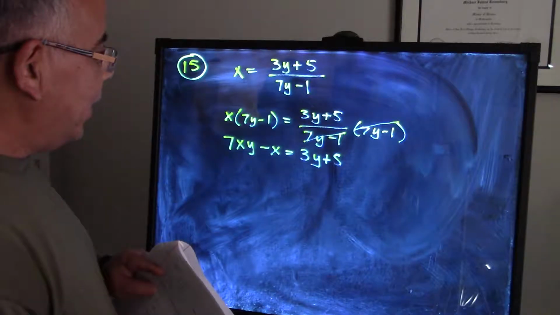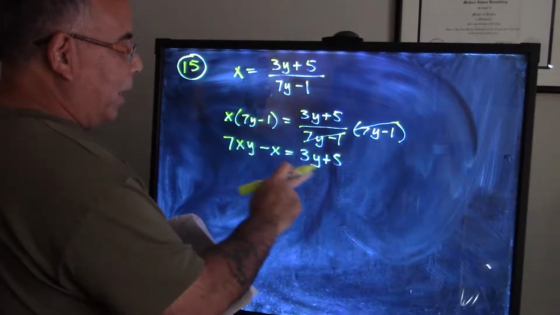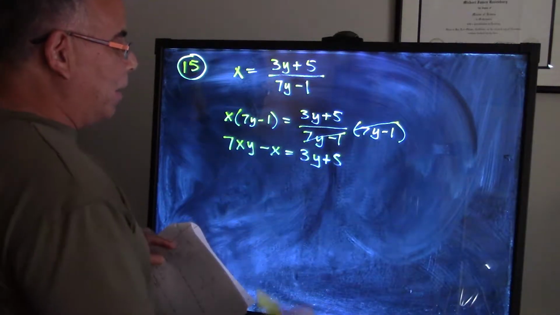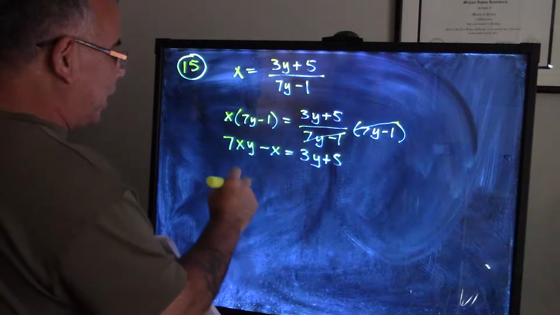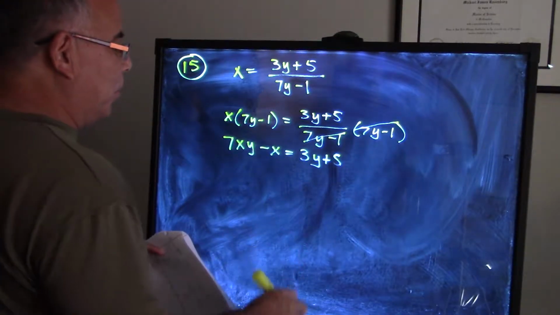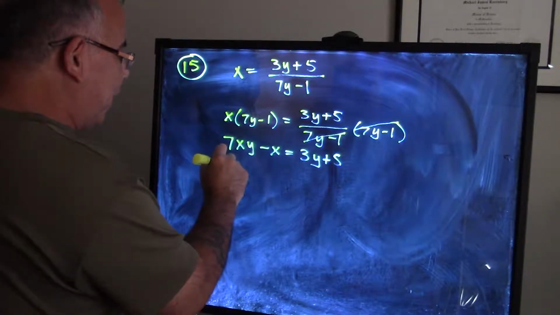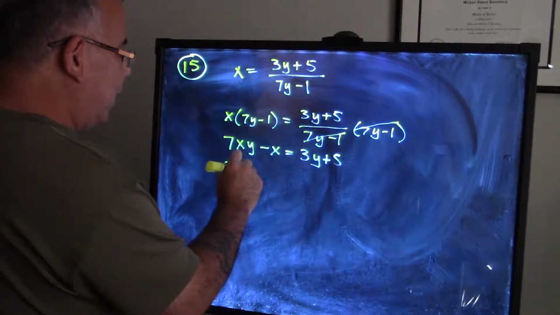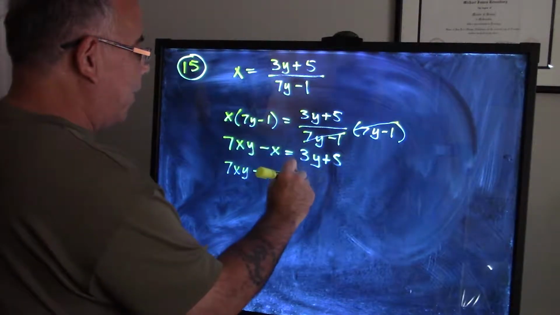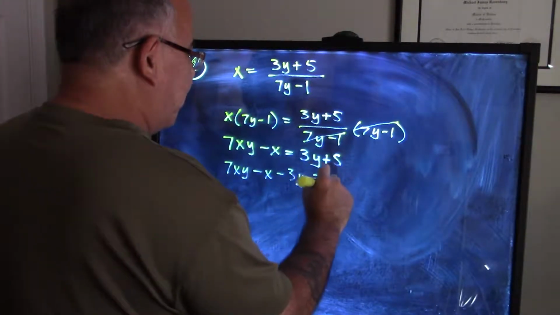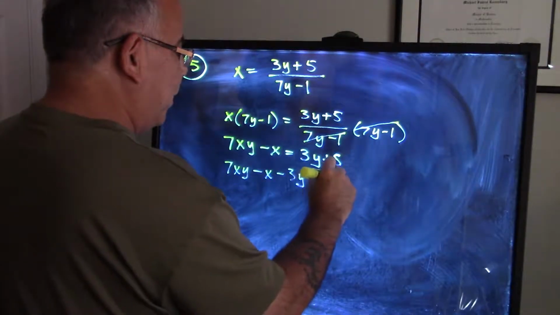Now how do you get the y's to one side and the x's to the other? Well, you can move this x to the right and move this 3y to the left. So we can subtract 3y from both sides and add x to both sides. Okay, I'll do it in 2 steps. Subtract 3y on both sides, 7xy minus x minus 3y equals 3y minus 3y is 0, so you just got the 5.